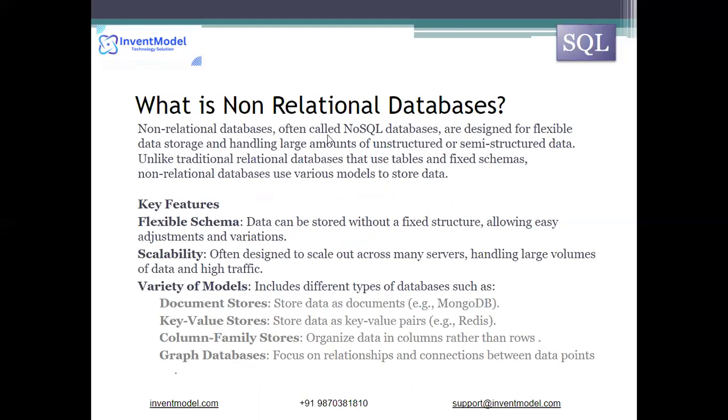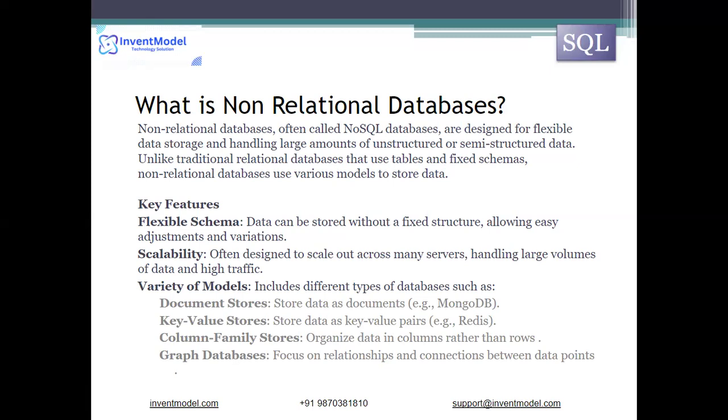What is a non-relational database? Non-relational databases, often called NoSQL databases, are designed for flexible data storage and handling large amounts of unstructured or semi-structured data. Unlike traditional relational databases that use tables and fixed schemas, non-relational databases use various models to store data. We can store many things in them like videos, images, and information about students, employees, and many other things.